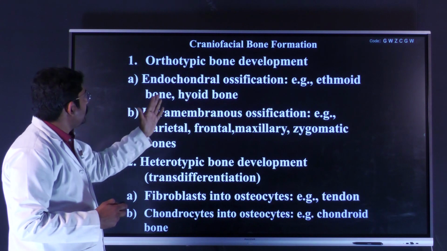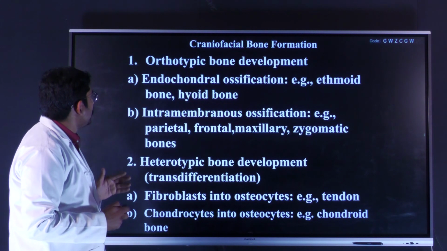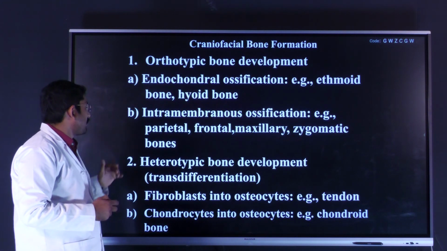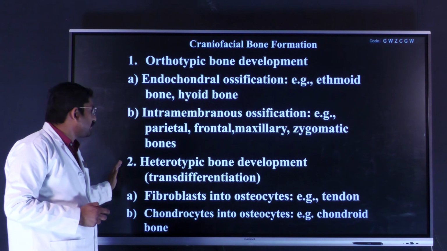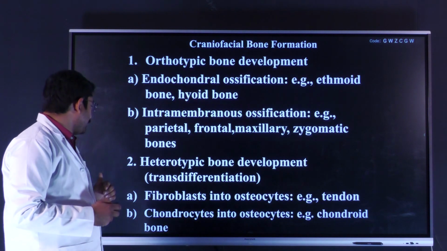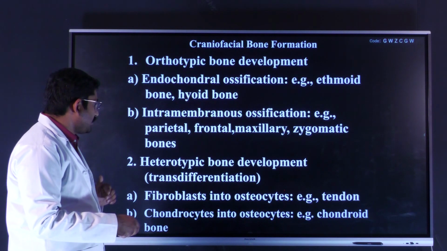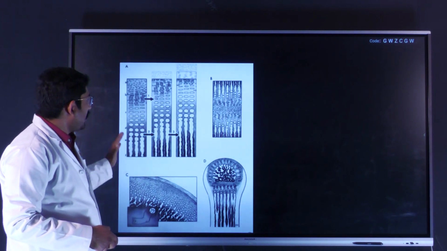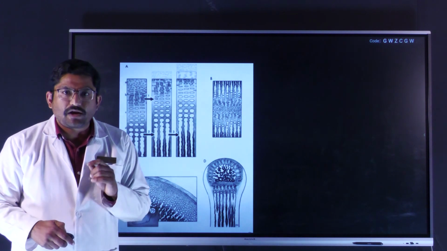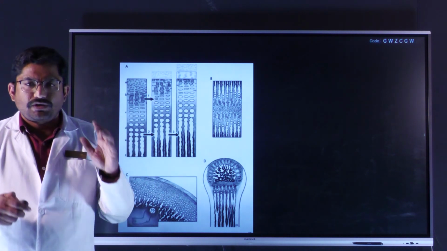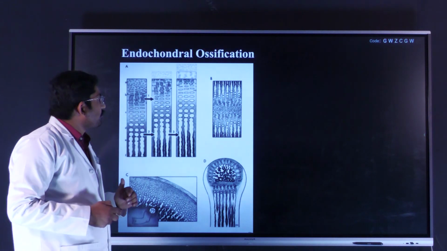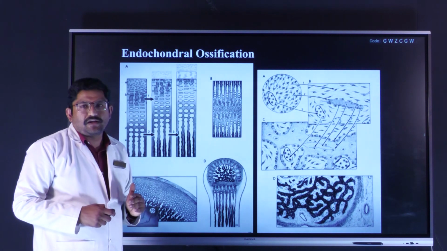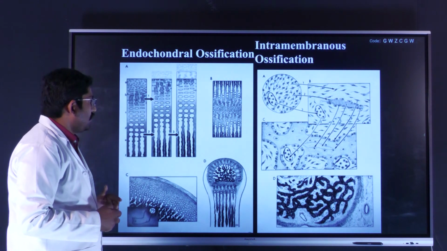Now this is how the craniofacial bone formation, the orthotypic bone development, constitutes the endochondral ossification and the intramembranous ossification. And also you have the heterotypic bone development, wherein you have the fibroblasts into the osteocyte, that is the tendon, and the chondroid bones. And this slide shows the endochondral ossification of all the long bones, including the mandible. This is the endochondral ossification structures, which can be read in detail in all the histology textbooks.